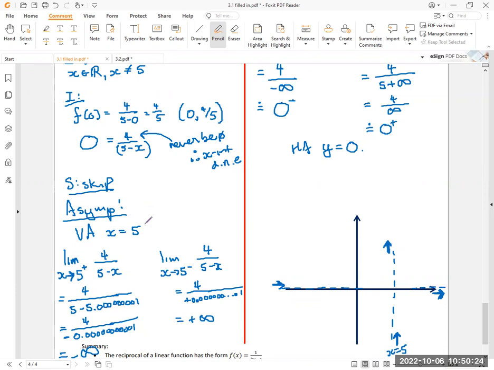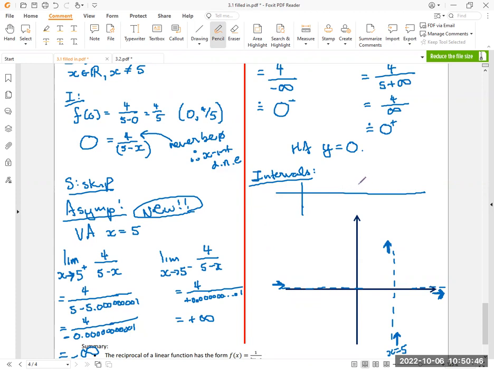So this part is, I'm going to say, new. Okay, that's the new part. The intervals is something you've done before. I don't have much space. X-intercepts, no x-intercepts. Vertical asymptotes, 1 vertical asymptote. The 4 is a positive 4 no matter where I go, and 5 minus x, I must watch out. Otherwise, this is my function.